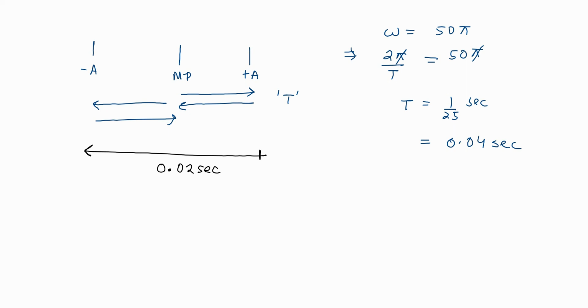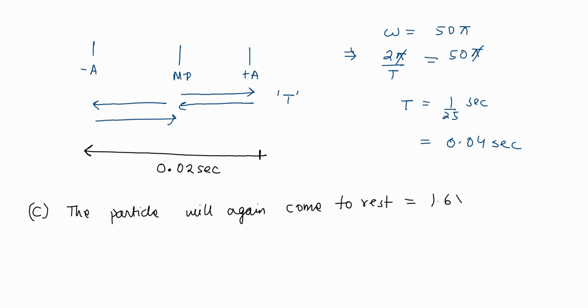So over here for the third part, I can say the particle will again come to rest. So this particular time is 1.6 into 10 to the power minus 2 second plus 0.04. So we get the value 3.2 into 10 to the power minus 2 second. So this is the answer for the third part. Let us move to the next question.